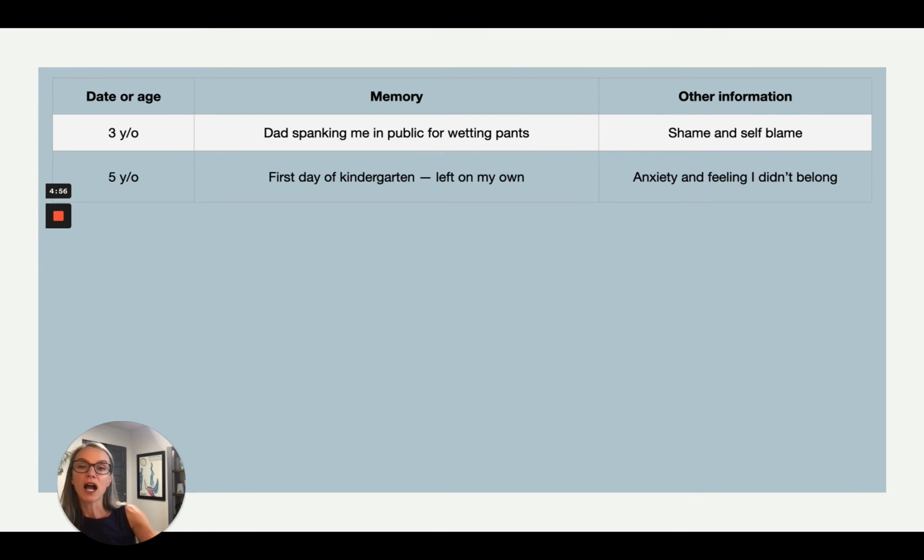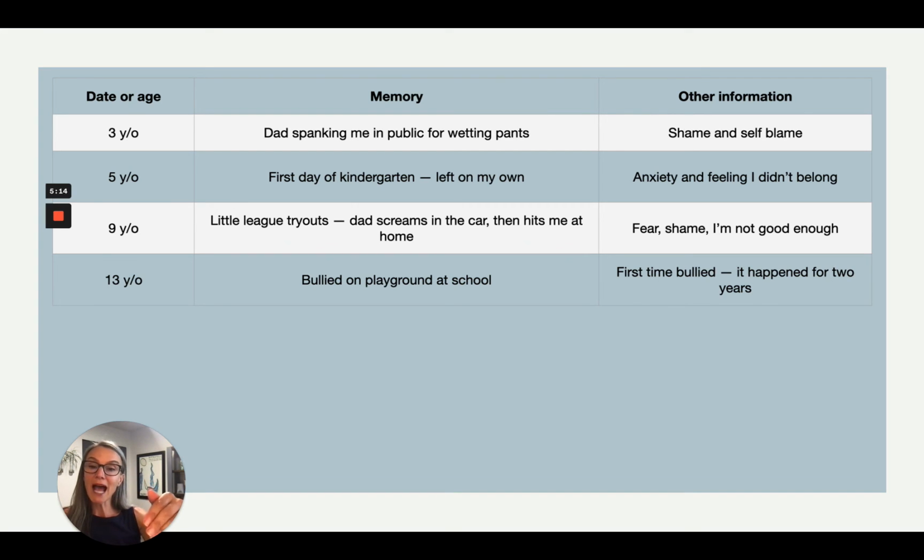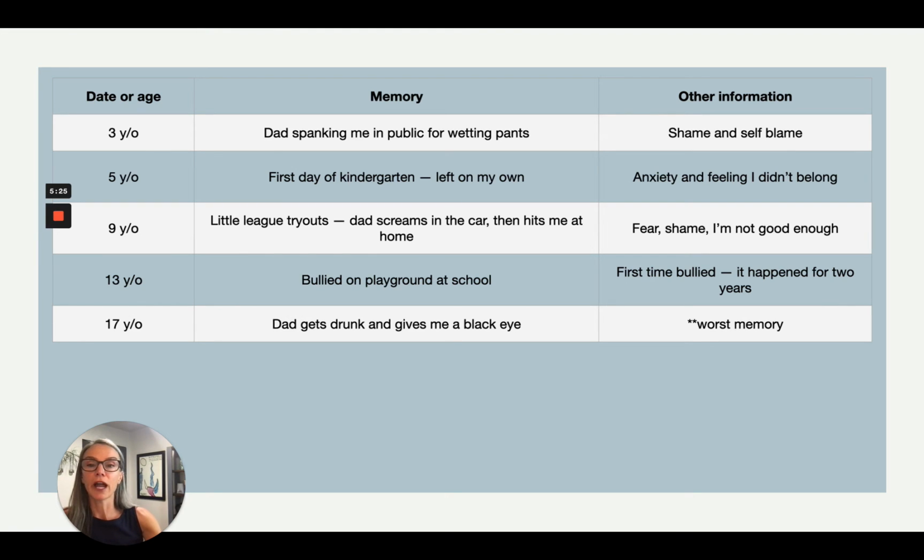At age 5, he had an experience of being left on his own in kindergarten, feeling anxious. At age 9, Little League tryouts where his father screams at him in the car and hits him when he gets home. Age 13, he was bullied on the school playground. And even though it's no longer related to dad, this client's internal experience is very similar, right? That feeling like there's something wrong with me and I'm not good enough and feeling afraid.